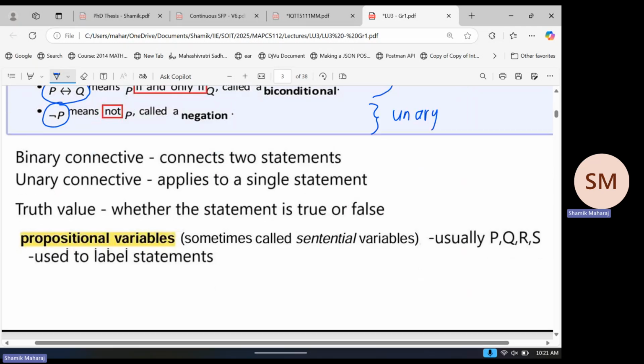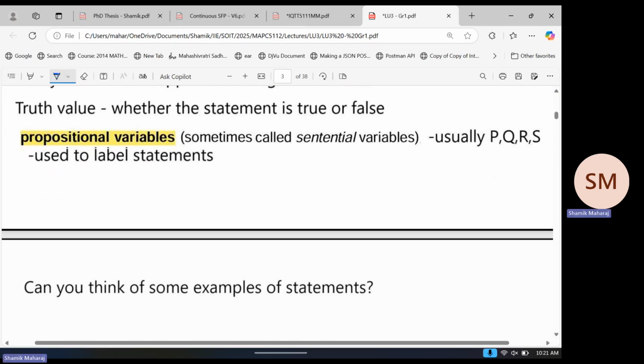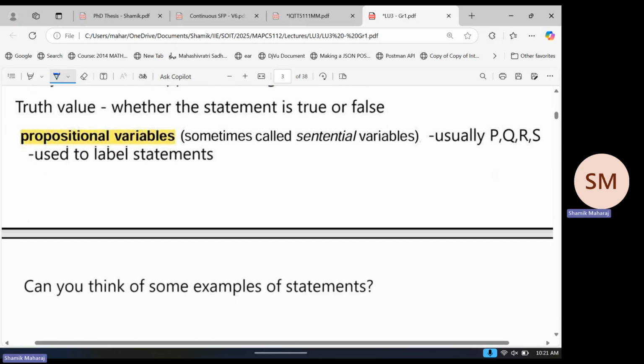Okay, we've dealt with that. So now we're going to think about something called truth values. This is important because this is where the bulk of the section comes in.